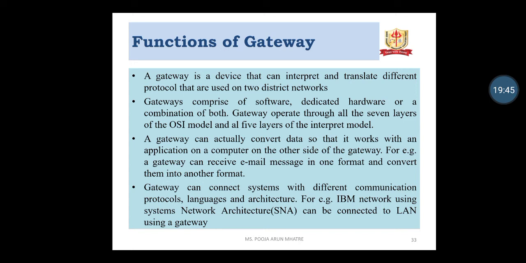A gateway can actually convert the data so that it works with the application on a computer on the other side of the gateway. For example, a gateway can receive an email message in one format and convert it into another format. So a gateway can connect systems with different communication protocols, languages and architectures. For example, an IBM network system and internet architecture. An IBM network using the system network architecture, that is SNA, can be connected to a LAN using the gateway.